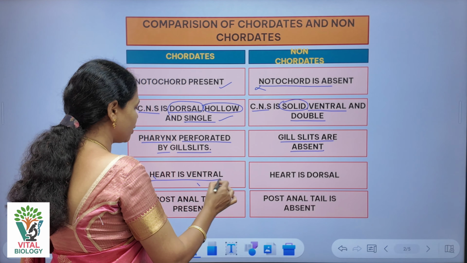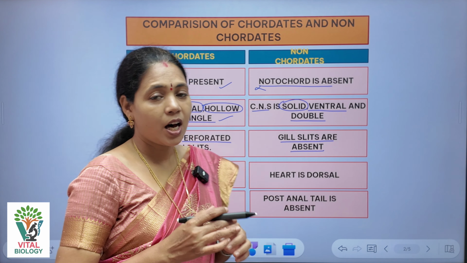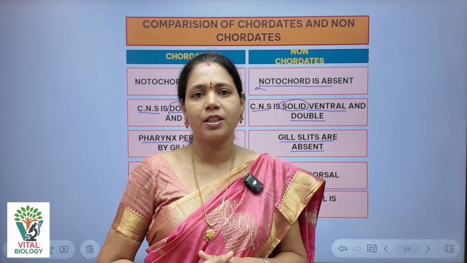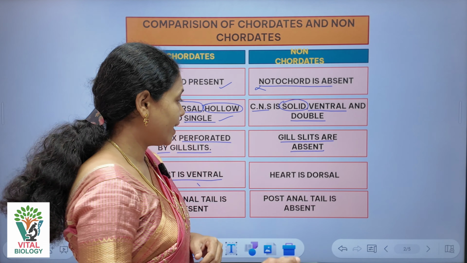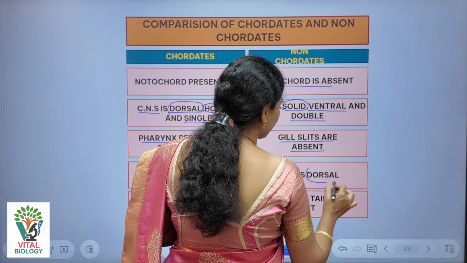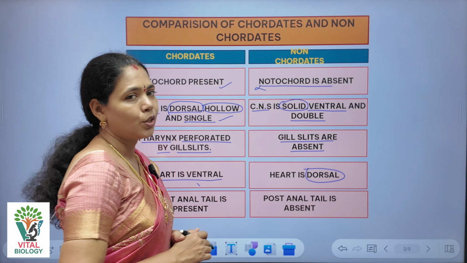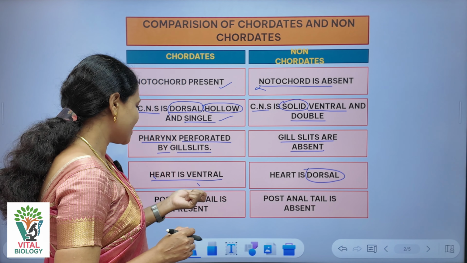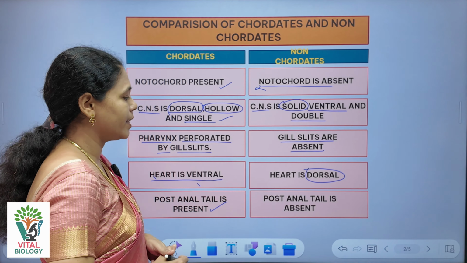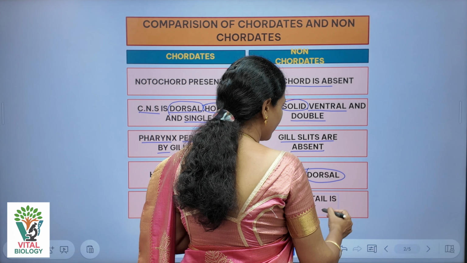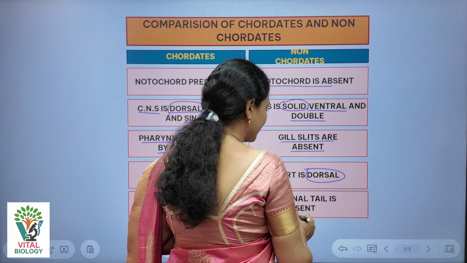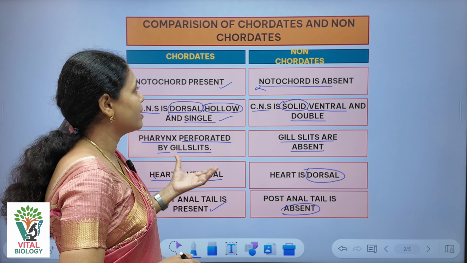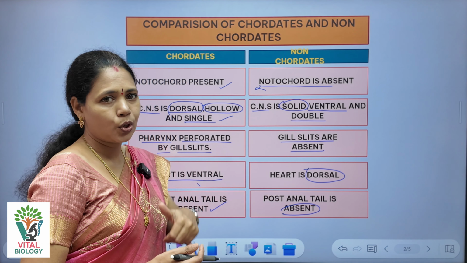Next characteristic feature, that is the heart. Heart is ventral in position in the case of chordates. Whereas in the case of non-chordates, the position of the heart is dorsal. And here, a post-anal tail is present in chordates, whereas in non-chordates this post-anal tail is absent. So these are the basic differences between chordates and non-chordates.